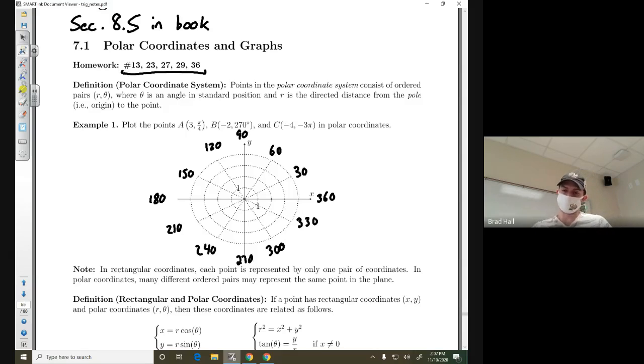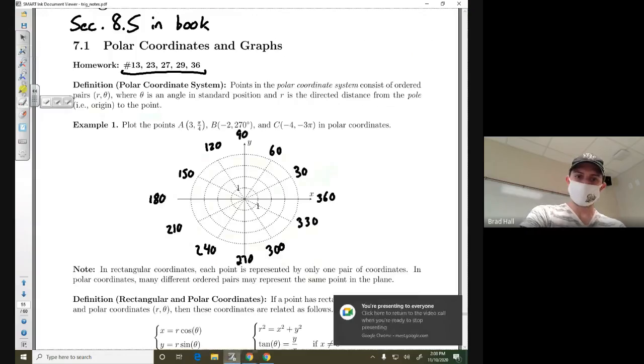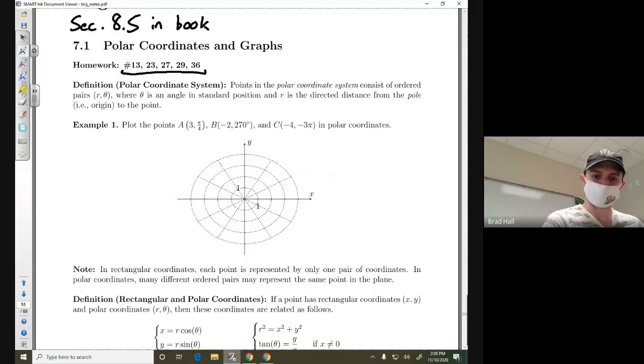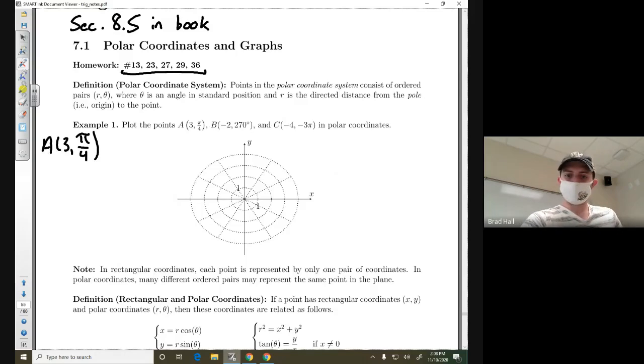So for example 1, we're just going to go ahead and plot some of the points that are given above, just to give an idea of how to plot these things in polar coordinates. So if we were looking at point A, just 3 comma pi over 4. What this tells us, well, it tells us in order, the radius and then the angle. So we're going to plot this relative to the radius and the angle. So pi over 4, hopefully you remember that this is 45 degrees.